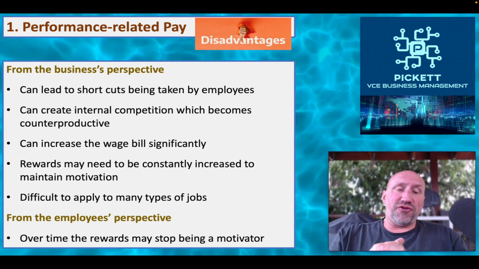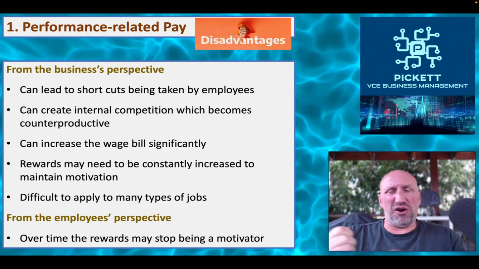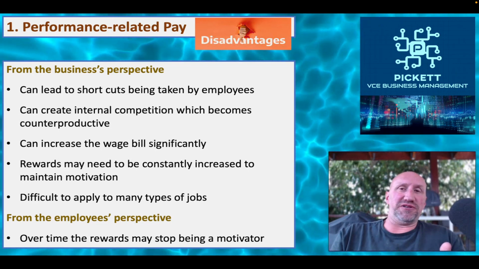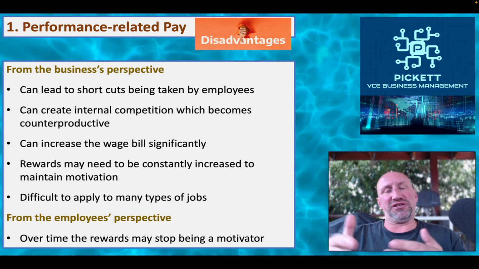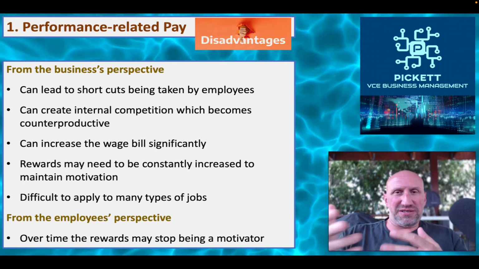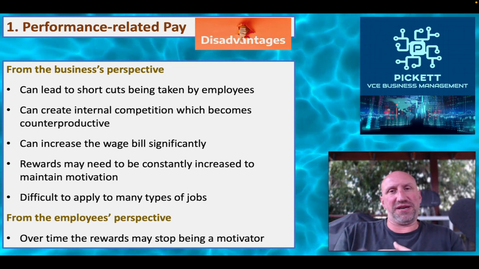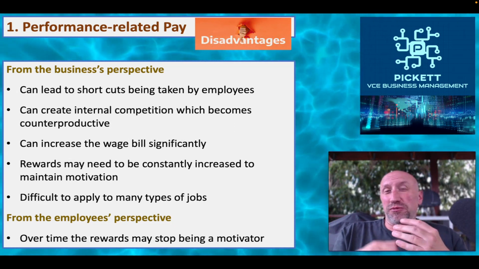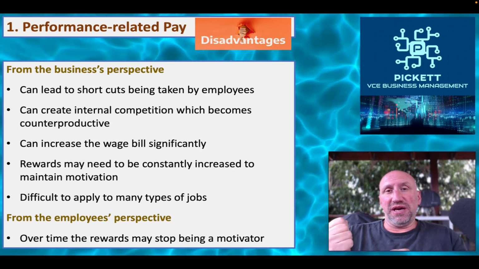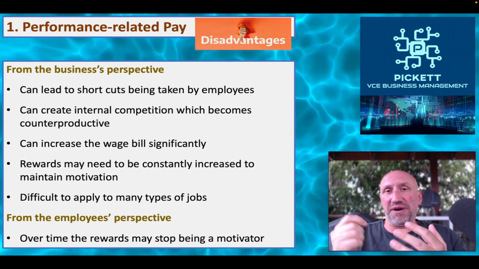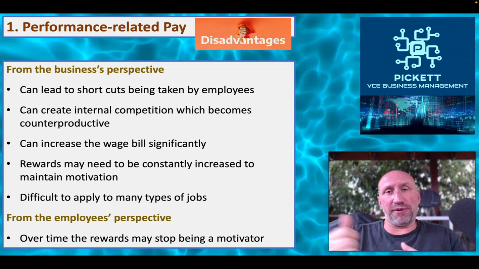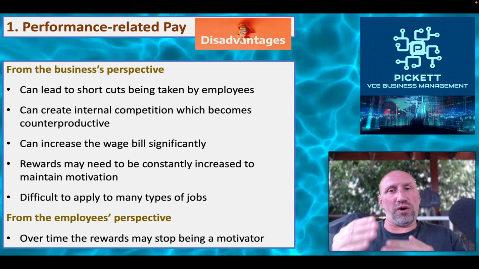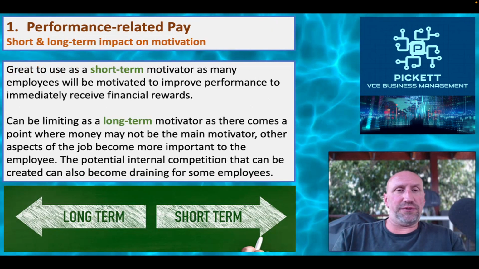The disadvantage from the employee's perspective, and I kind of touched on this one before, is that over a period of time, the rewards may stop being a motivator. So in other words, if you're achieving a certain level of rewards all the time, like I said, the business might need to increase them to maintain the motivation, or over a period of time, often people's life situation changes and money is no longer the main motivator for them. In the long run, maybe people are motivated by things in their career other than just how much money they earn. So it doesn't work for everybody in the long term.